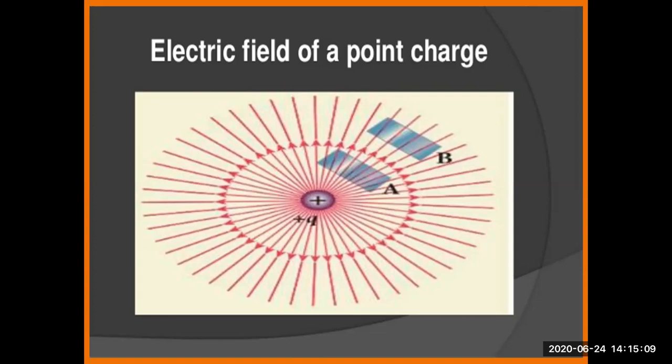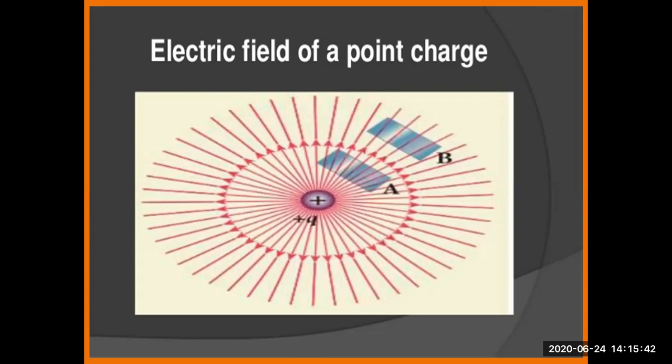There's a source positive point charge placed in the center, and there is electric field passing through. Two field areas, A and B, are placed perpendicular to the point charge, and these lines are passing through these perpendicular areas. This is a unidimensional or plane figure.